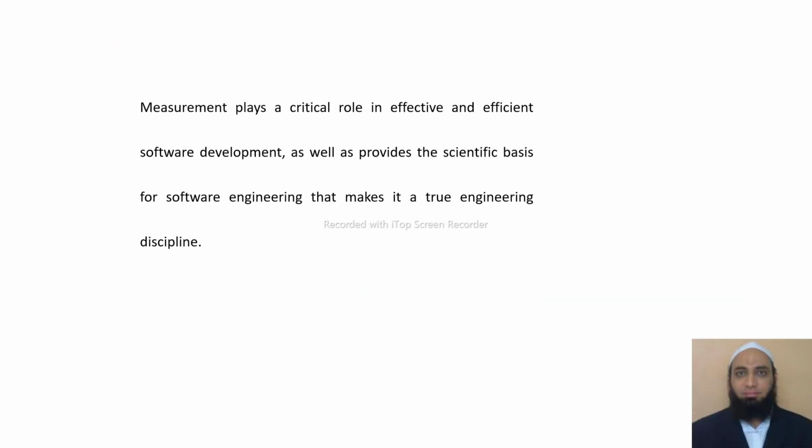After this, one more important term is measurement. Measurement plays a critical role in effective and efficient software development, and it provides the scientific basis for software engineering that makes it a true engineering discipline. So it was an important term. That's why I have written measurement. We will come across all these things in detail in the next classes. Measurement plays a critical role in effective and efficient software development, as well as providing the scientific basis for software engineering that makes it a true engineering discipline.